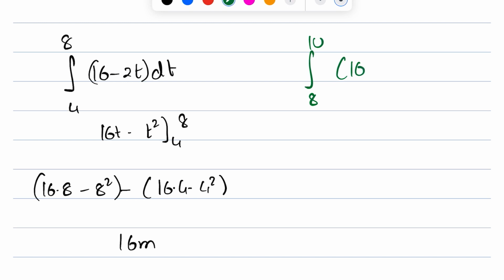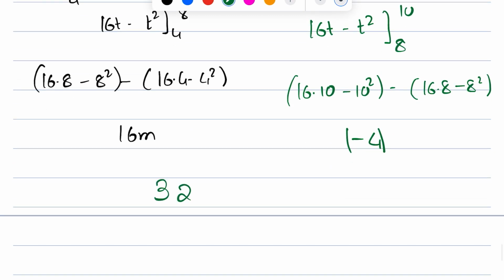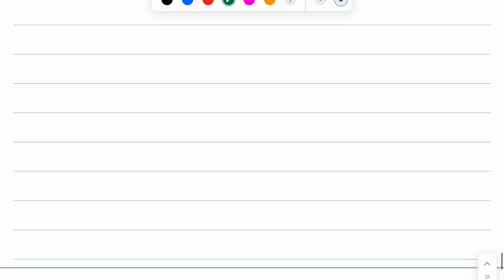Now from 8 to 10 seconds, the integral of 16 minus 2t dt, so it becomes 16t minus t square from 8 to 10. Plug in 16 times 10 minus 10 square, minus 16 times 8 minus 8 square. You'll be getting negative 4, but actually the distance will be positive 4. So the total distance will be 32 plus 16 plus 4, which equals 52 meters.